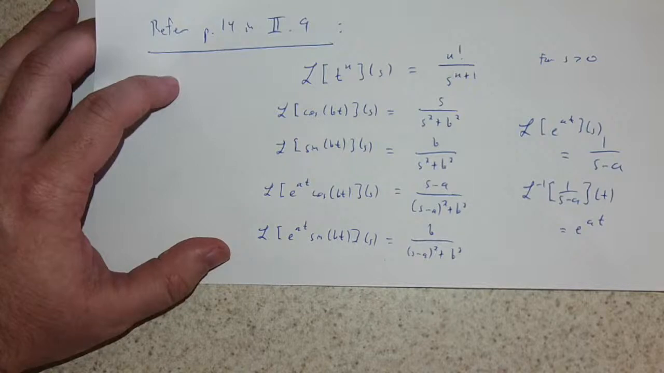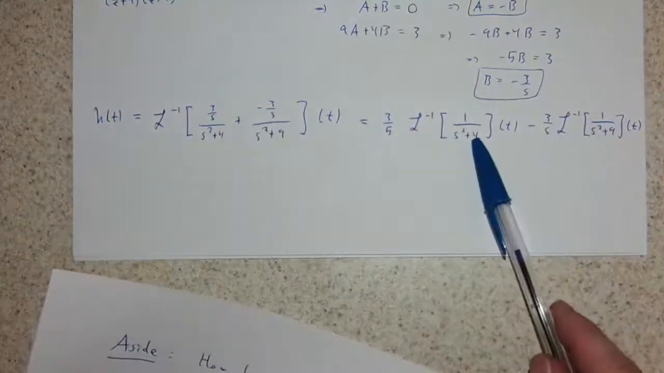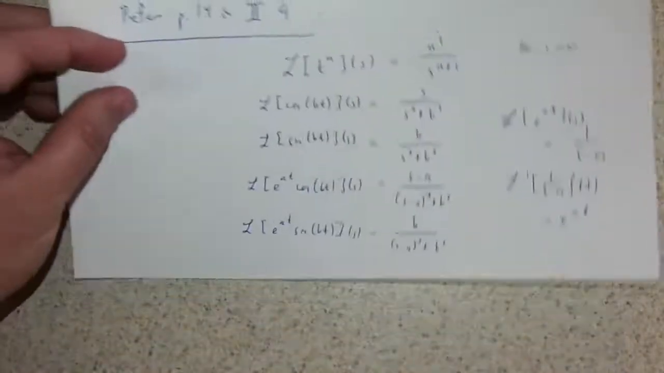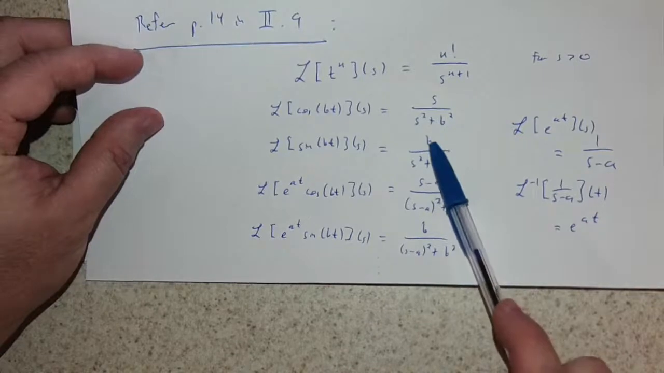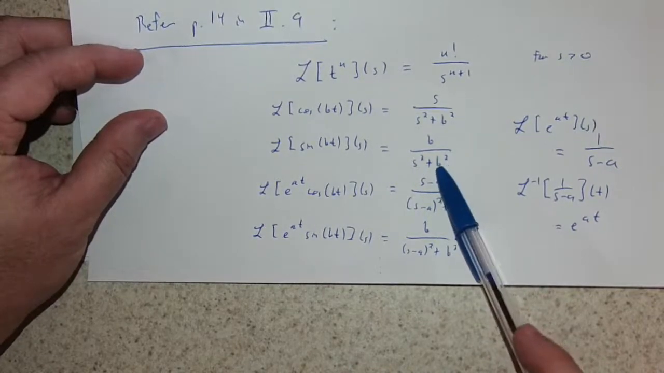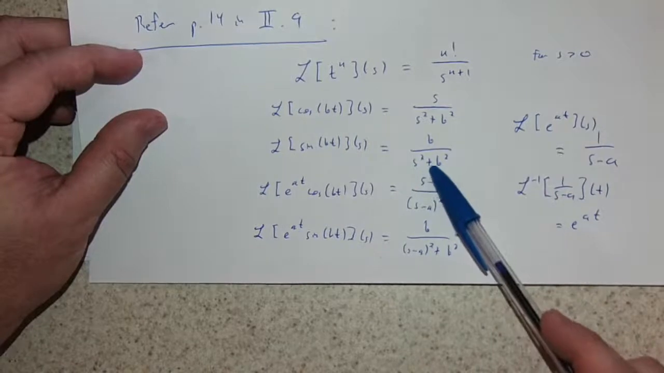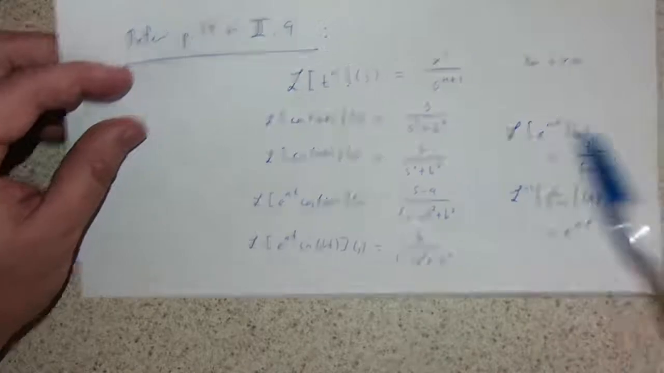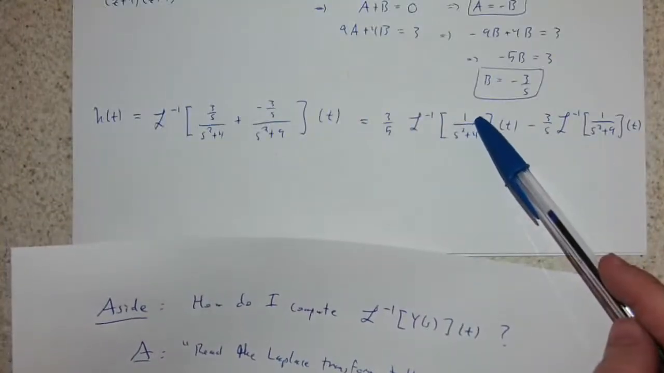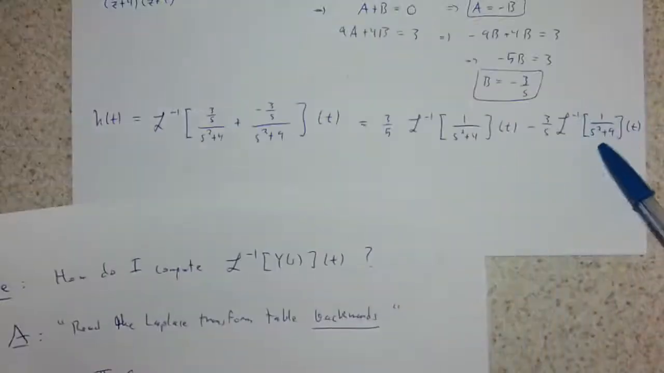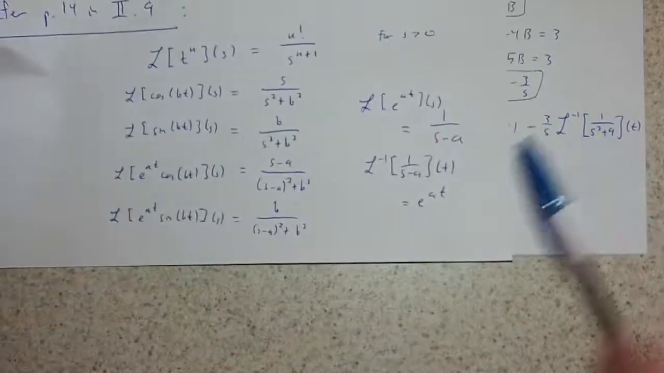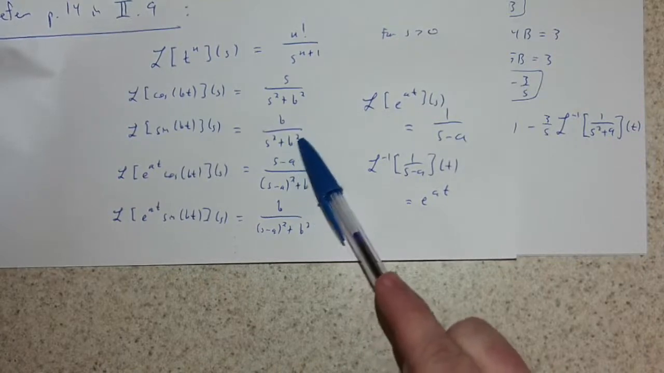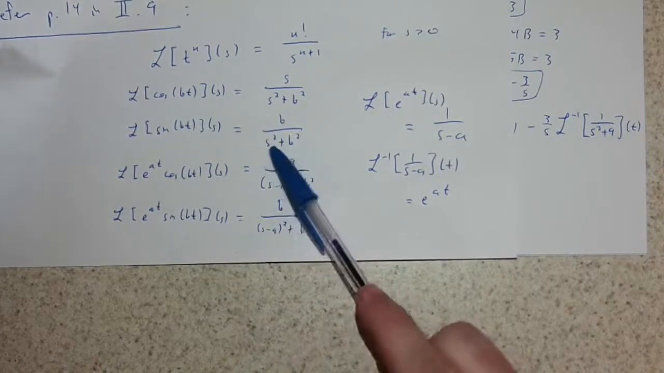Well, what's the problem here, though? Instead of having 1 over s squared plus 4 and 1 over s squared plus 9, in this table I have b over s squared plus b squared. So for instance, for s squared plus 4, b would need to be 2 so that b squared would be 4. But I don't have a 2, I have a 1. Similarly, for the s squared plus 9 term, b would need to be 3 in order for b squared to be 9, so that this denominator would be s squared plus 9.